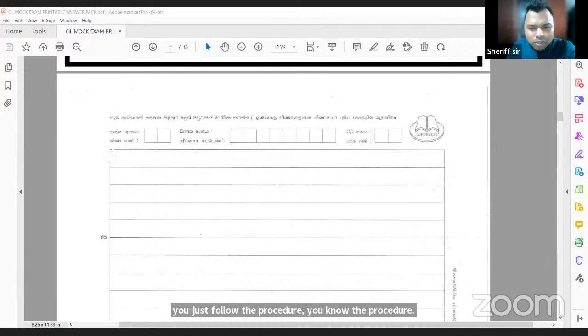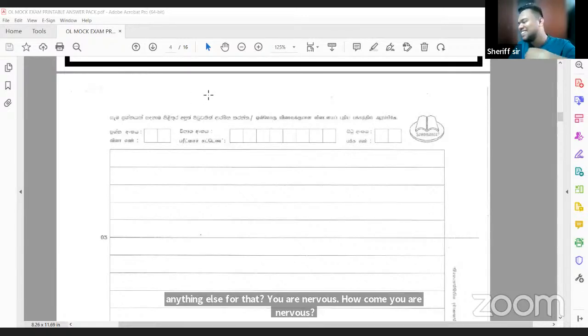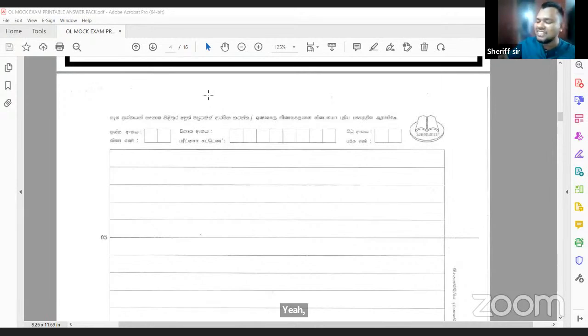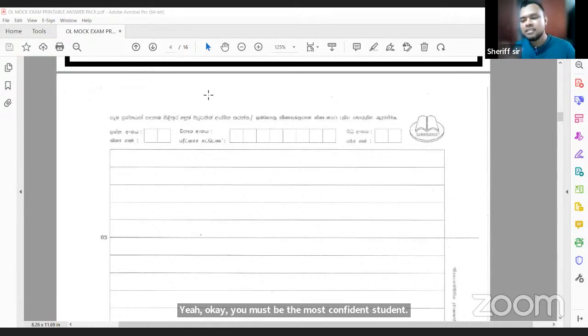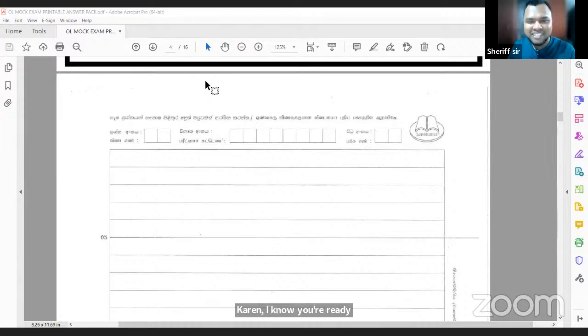You are nervous. How come you are nervous? Okay. You must be the most confident student, right? Everybody ready? Karen, I know you're ready. Fully ready, yeah? Ready and fully ready, what's the difference? Fully ready means you are confident that you are ready.